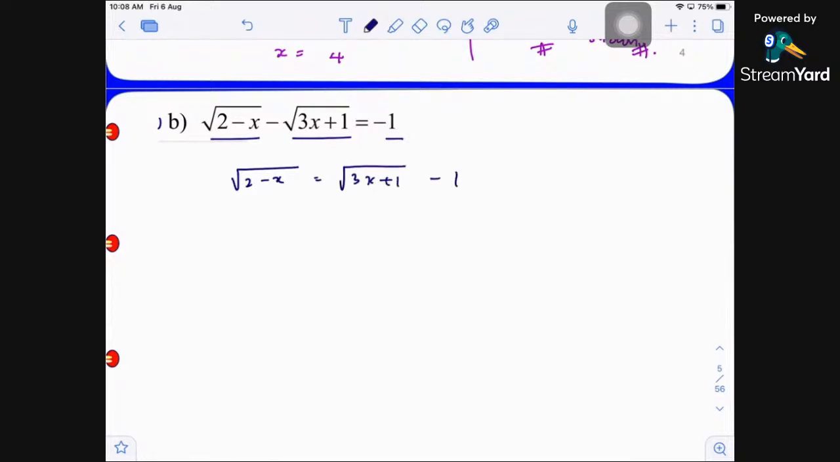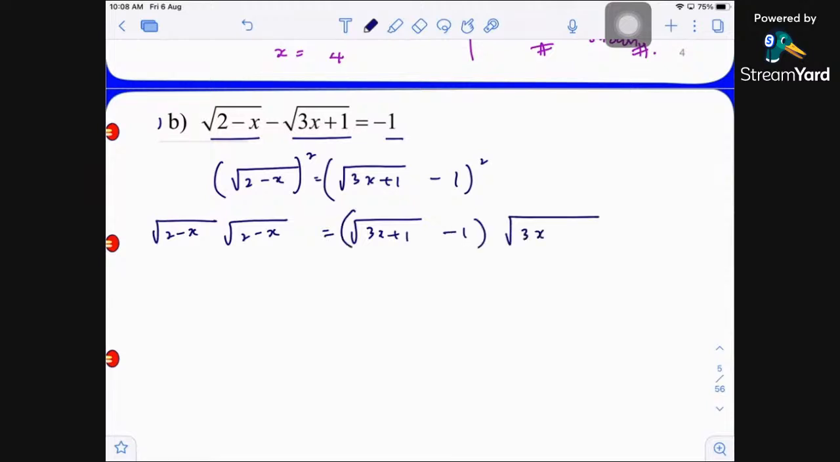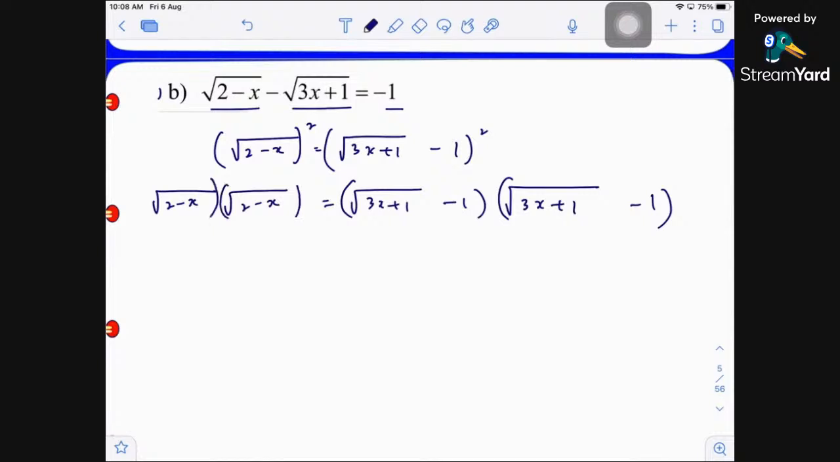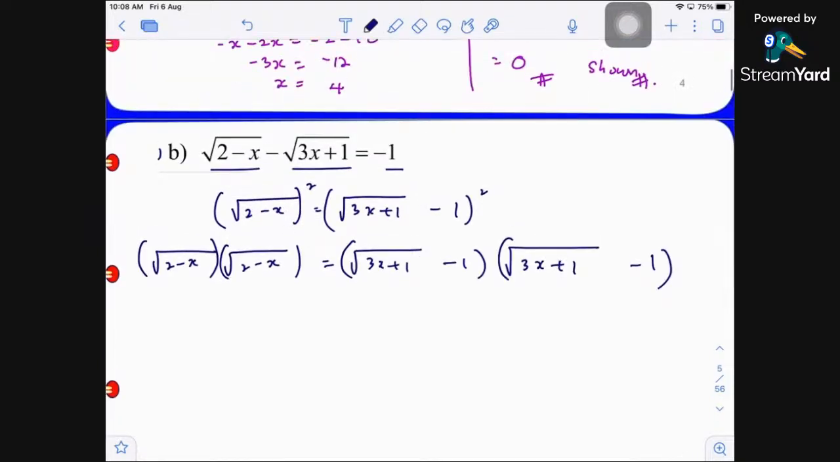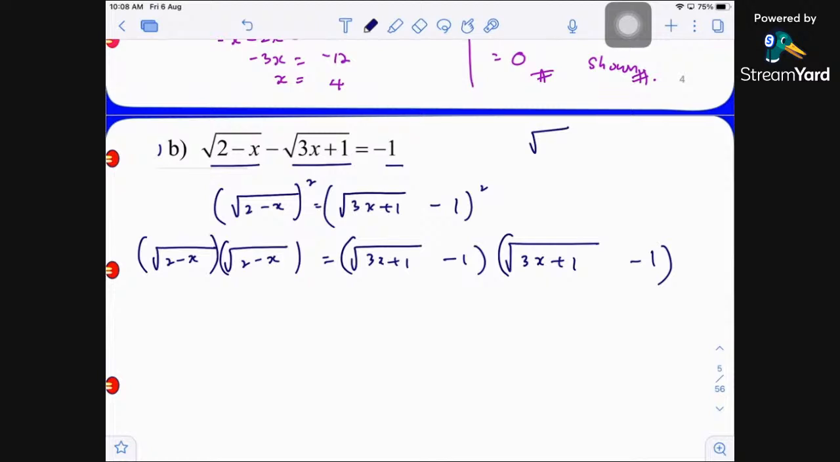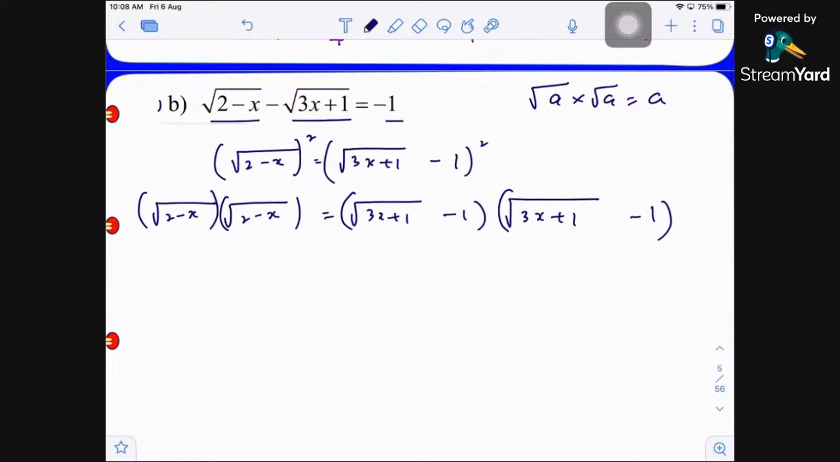Now why? The reason is when we want to take the square, it will be easier for us. So if I square here, and I square here, remember this is just square root 2 minus x times square root 2 minus x. This is square root 3x plus 1 minus 1, and this is one more square root 3x plus 1 minus 1. So you have already 2 expansions over there. And we know from your definition of square root, which we studied in chapter 1, square root a times square root a, the answer is a, yes or not?